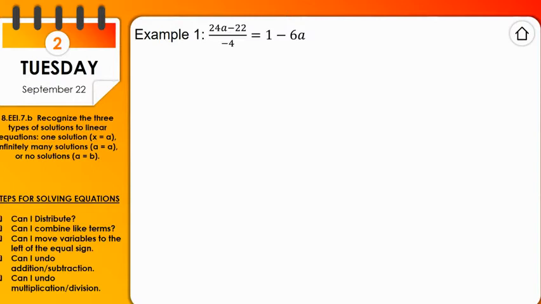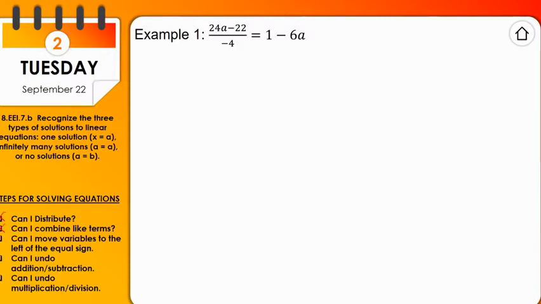So for example 1, we will continue to use our steps for solving an equation. So the first question we ask is, can I distribute? There is nothing in this problem that would allow us to distribute, so I'm going to mark an X. Can I combine like terms? There's nothing in the problem that allows me to combine. There are no like terms.